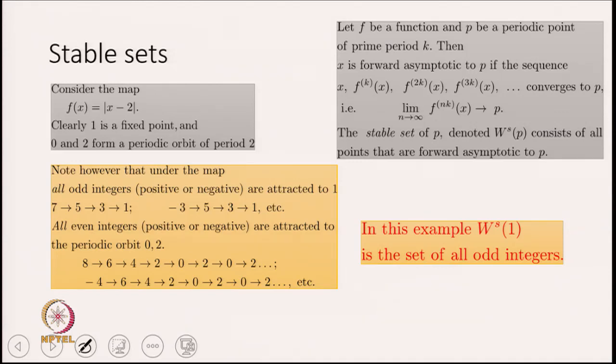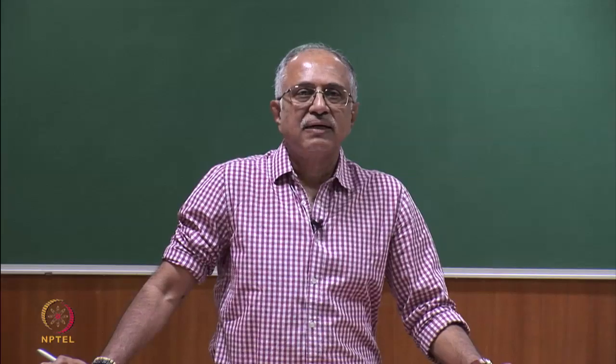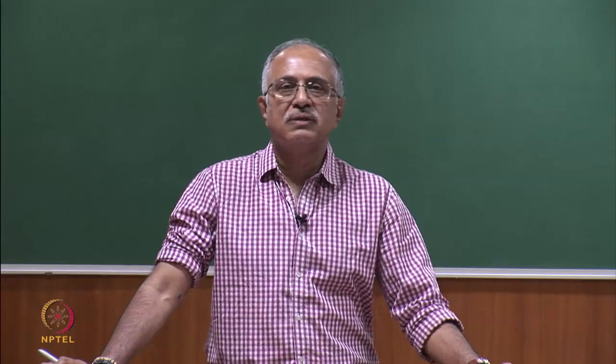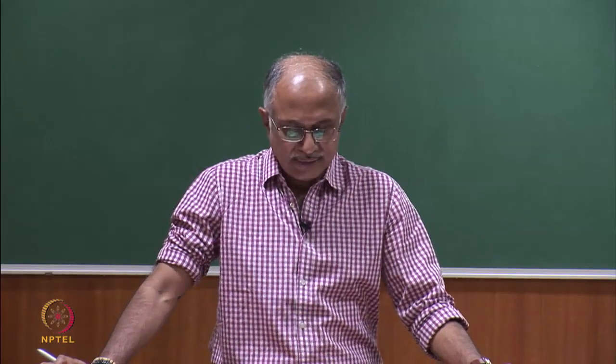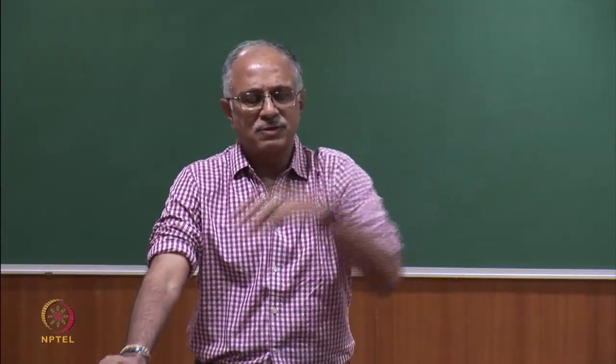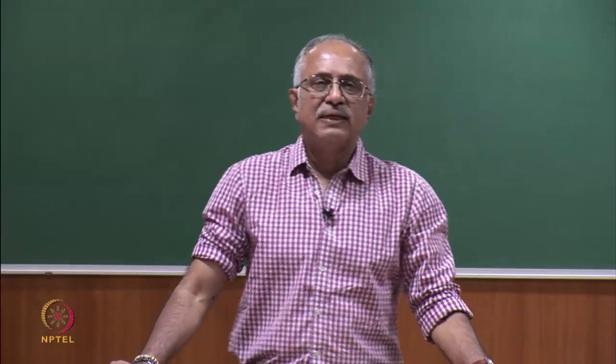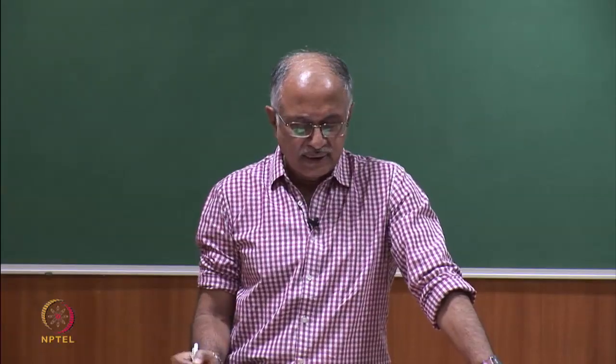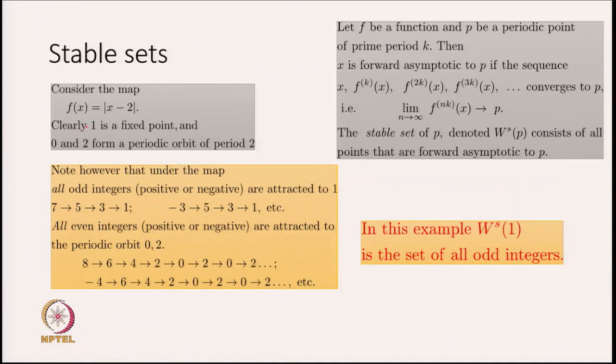Now, clearly the point x equal to 1 is a fixed point. Associated with any periodic orbit or with a fixed point is the notion of a stable set, namely what are all the points that are eventually attracted to this particular periodic point. In order to introduce this notion, let us look at a simpler example, the map f of x is modulus of x minus 2.